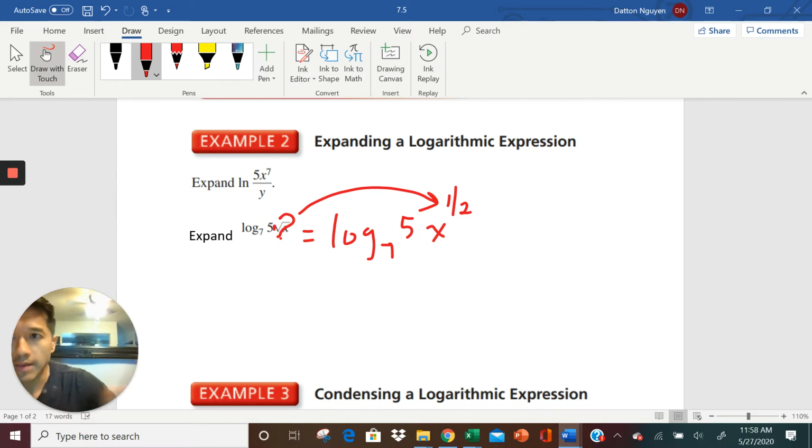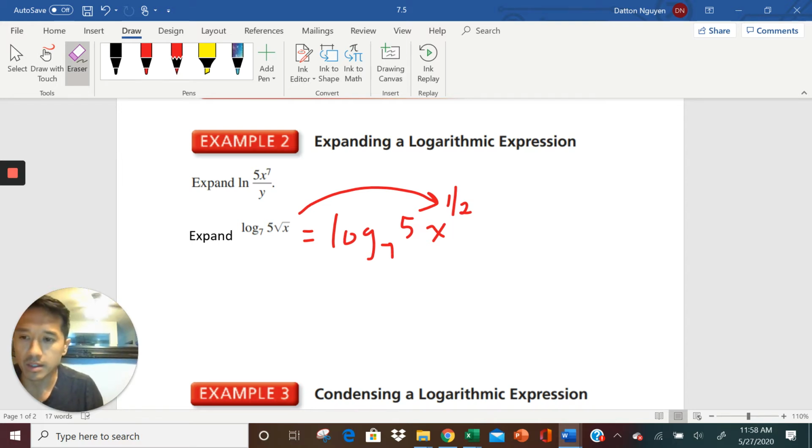Okay? So you're going to have a problem like this on one of your examples when you do your assignment. It'll have, I think it's the 3rd root or the 3rd radical of x. Remember to write that as x to the 1/3. Okay. So from here, how can I break this up?